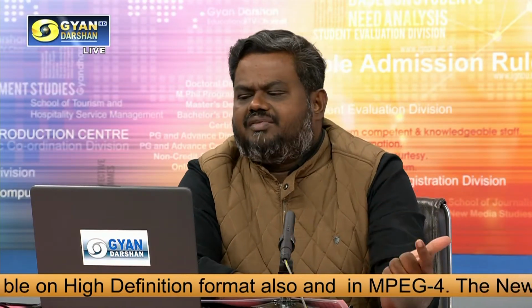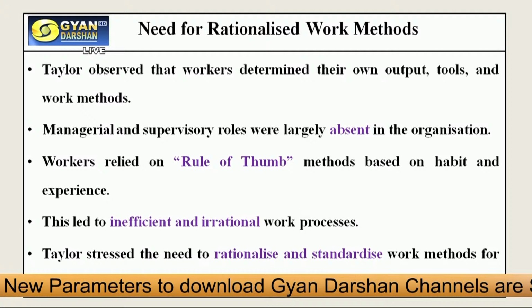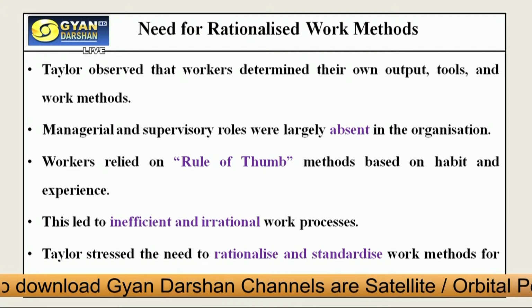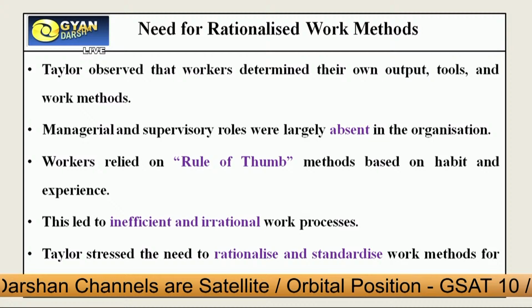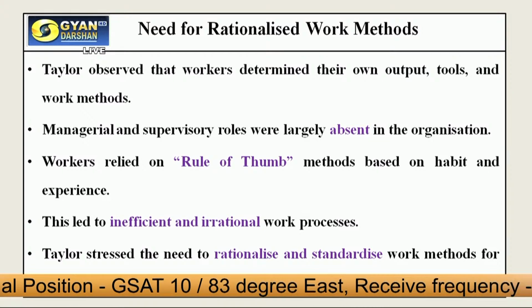So why do we need further rationalization of the work method? What is the need? The keystone of Taylor's managerial thought was looking into work methods and managerialism. Okay, he only brought out the methods and managerialism. Taylor, while working in the steel plant, observed that workers decided on the output themselves, and they used to conduct the various operations. The workers observed were not being managed, and they used to select their own tools and techniques to carry out the operation.